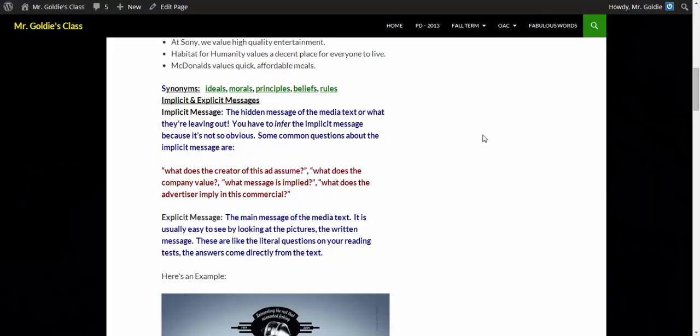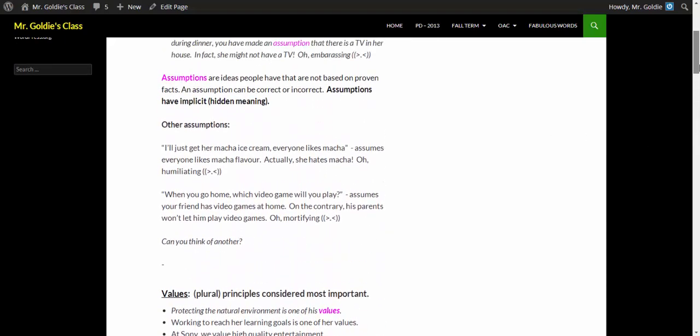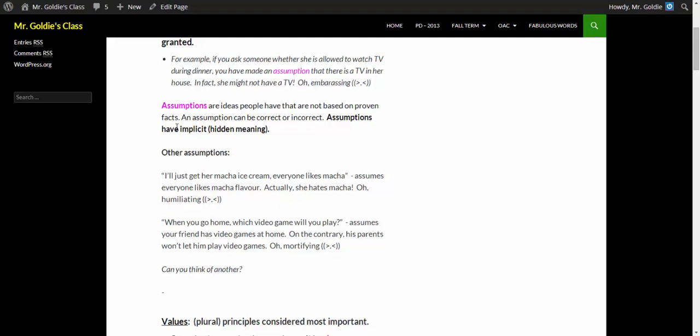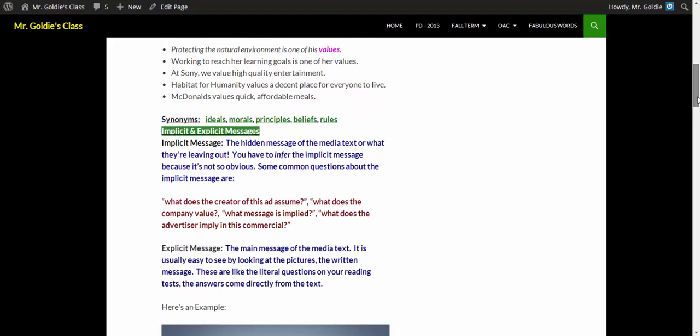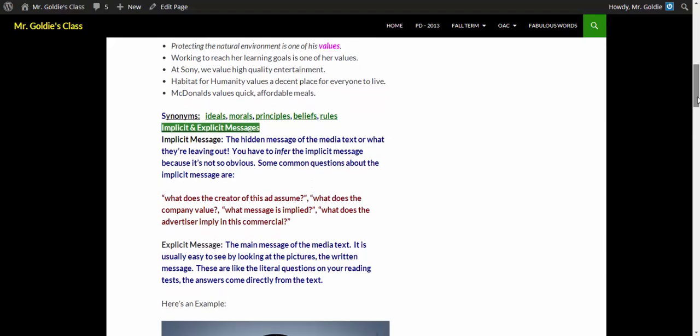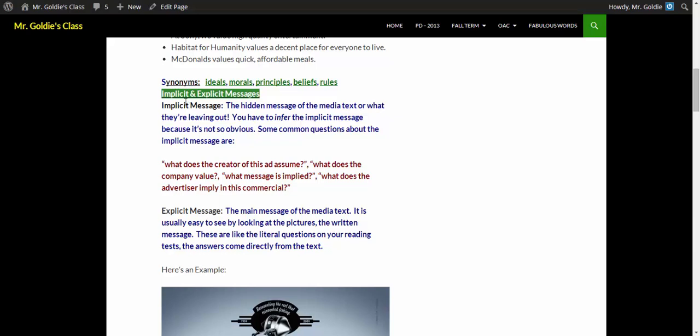So just a couple of other things here. We've got implicit and explicit messages. I told you up here that making assumptions always involves an implicit or hidden message, and so do values. In advertising, these assumptions and values are implicit, meaning they're hidden a little bit. You have to infer them. You can't just see them easily in the text. So, what is an implicit message? What does the word implicit mean? Well, basically, this is a hidden message of the media text, or what they're leaving out.